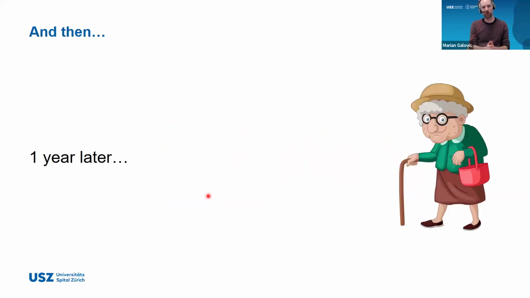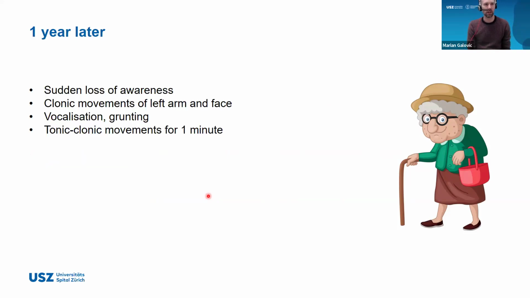So let's go back to our case. What happened to Rosa 1 year later? After 1 year, she had an episode of sudden loss of awareness with clonic movements of her left arm and face, similar to the first seizures that she had. Then she had some vocalization, grunting and tonic-clonic movements for 1 minute. So this very much sounds like a focal to bilateral tonic-clonic seizure.